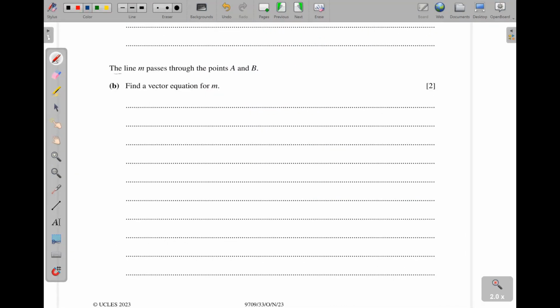Then next they are saying the line M passes through the points A and B, and then they are saying find a vector equation for M. Okay, passes through the points A and B. Let's say I have my A here, and then my B is there. But then there is another point on this line whose coordinates are X, Y, and Z that I don't know.